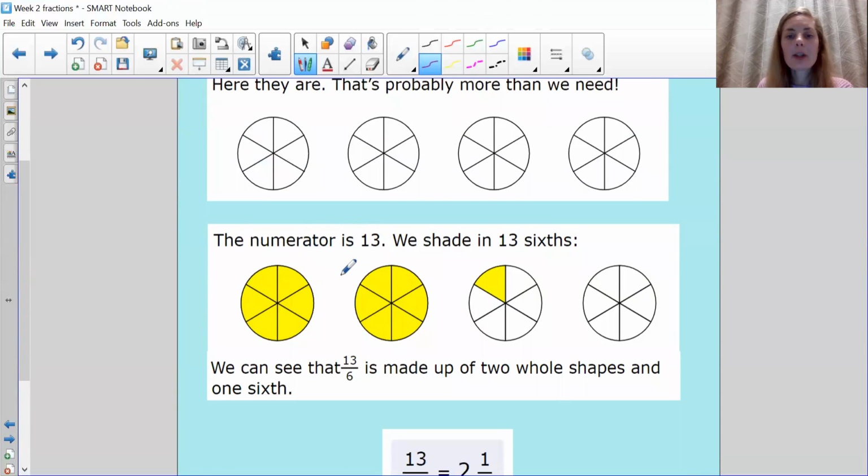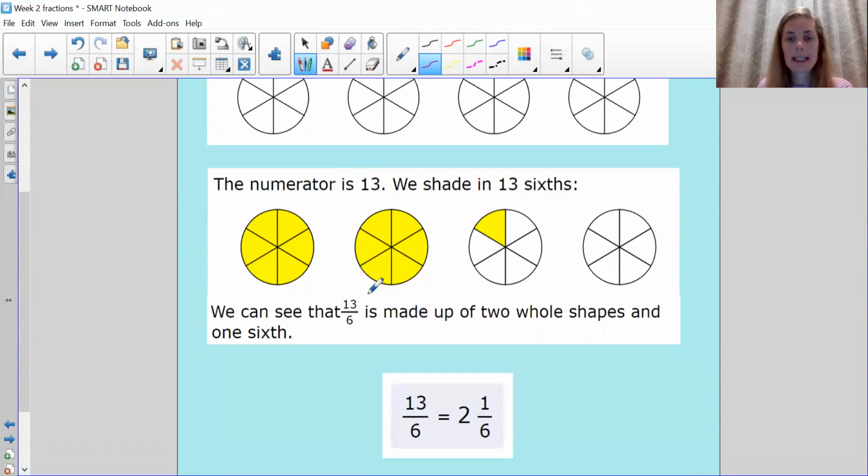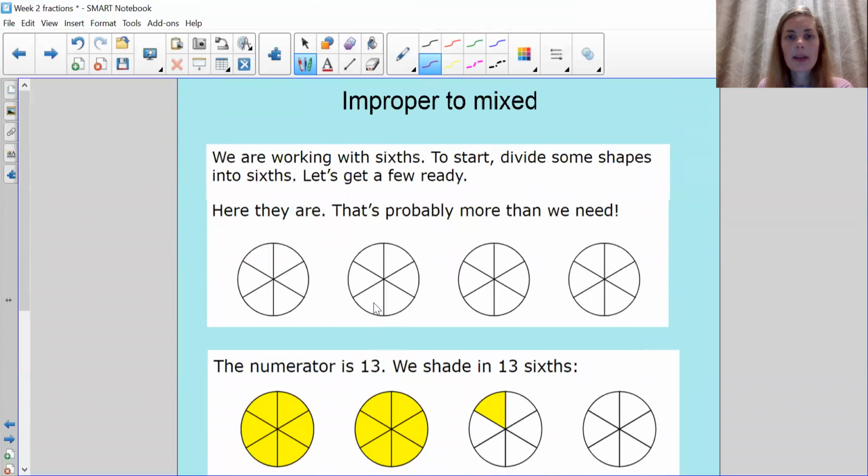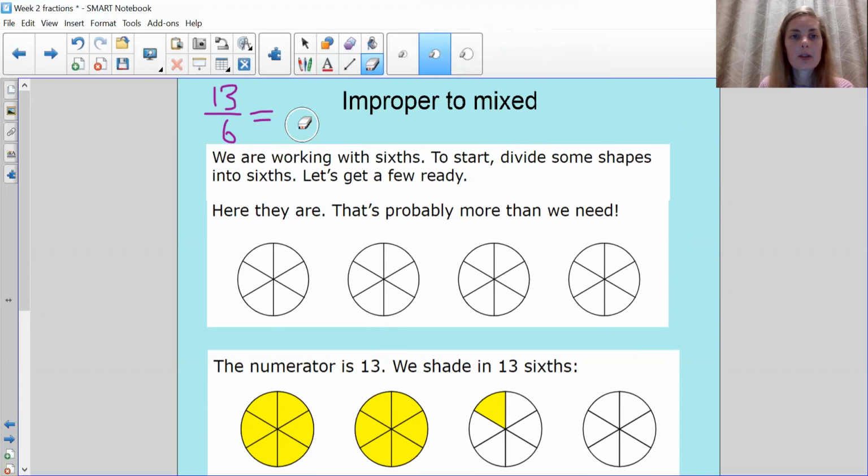If the numerator is 13, let's say we want to say 13 over 6, and we're going to be working out the mixed fraction. So I've got 13 over 6, which is my improper fraction, and I'm going to want to make it into a mixed number. That's why I've divided it up into 6, because that bottom number tells me.